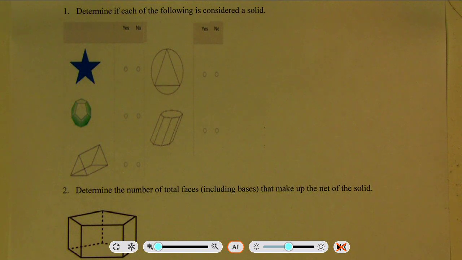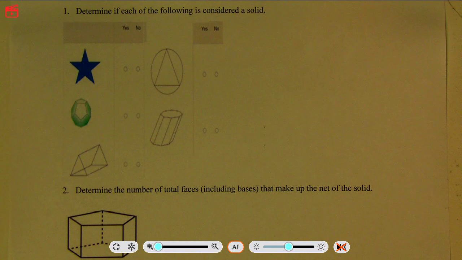Good afternoon. We're going to go over lesson 10.4 about nets and surface areas, parts A and B. So first question from part A is determine if each of the following is considered a solid. A solid is a synonym for a three-dimensional shape. So we want to know which of these represents a three-dimensional shape.